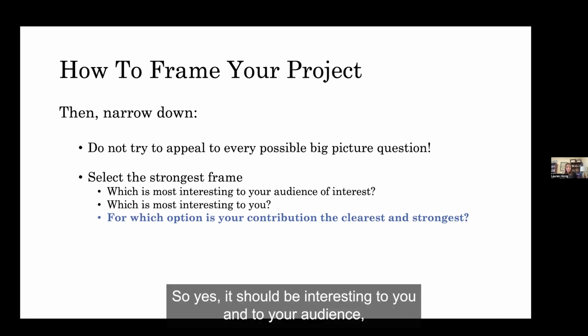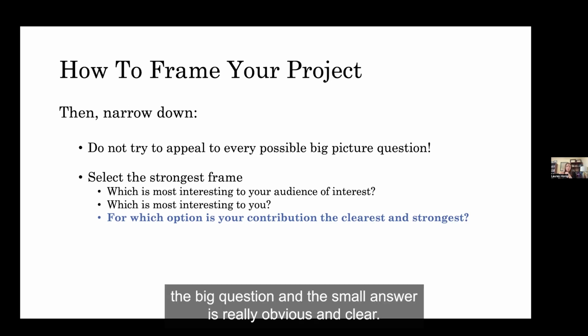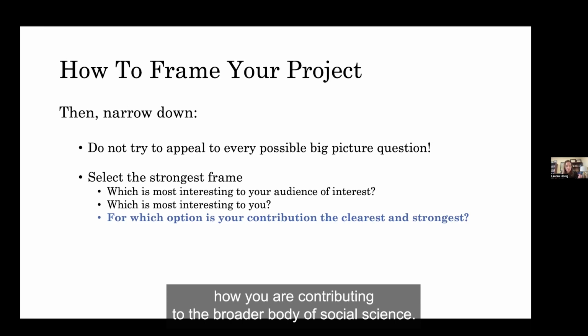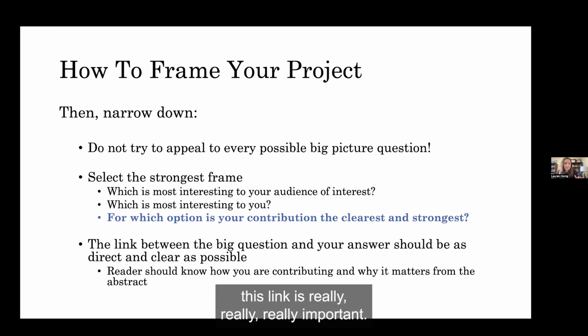So yes, it should be interesting to you and to your audience, but it should be the one where the link between the big question and the small answer is really obvious and clear. That's what's going to make a strong frame, and that's what's going to make it clear how you are contributing to the broader body of social science. So, as I had said, this link is really, really important.